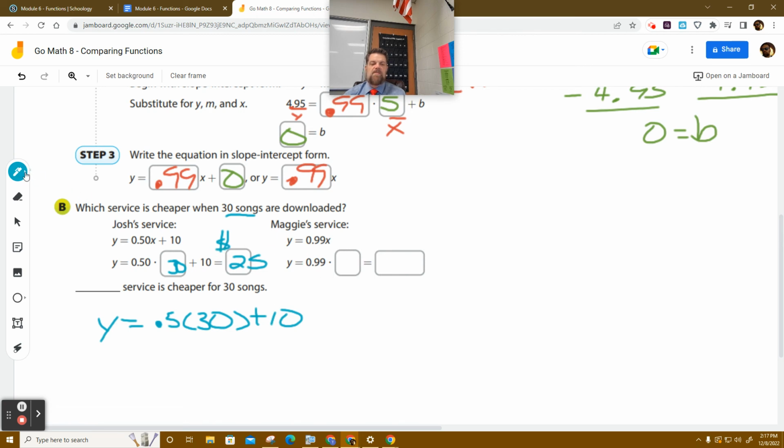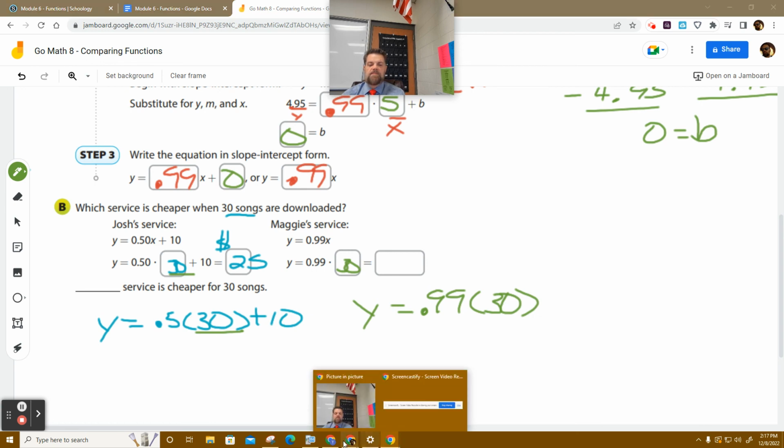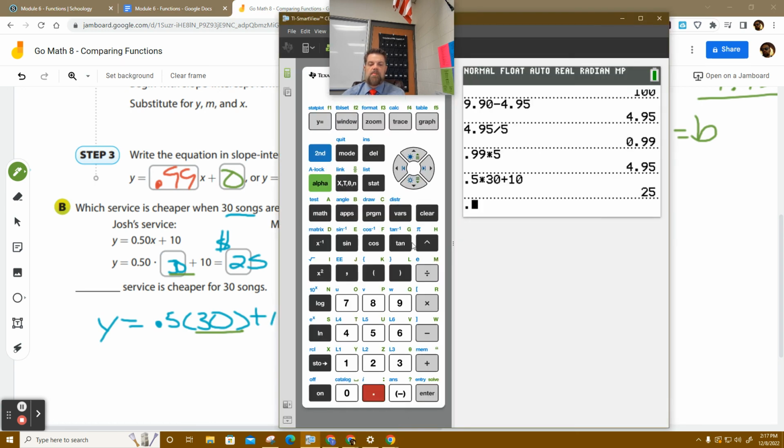We do the same thing for Maggie. This is 30. Over here, I'm going to do the same thing. I'm going to plug in 30. So let me write it down. That's why I wrote it down here. It's not enough room for me, my big handwriting. Times 30. And then that's it. So that one is going to be 0.99 times 30, which is going to be significantly higher. $29.70.